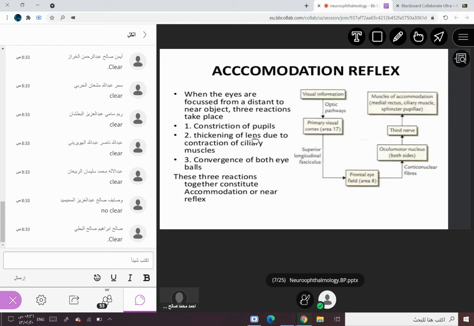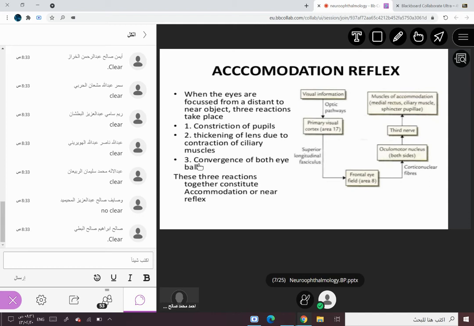Then the thickening of the lens. Thickening of the lens is due to the contraction of the ciliary muscle. Contraction of the ciliary muscle will lead to relaxation of the lens zonule. This will lead to thickening of the lens. Thickening of the lens will help you to read, and it will give you a power lens to read.